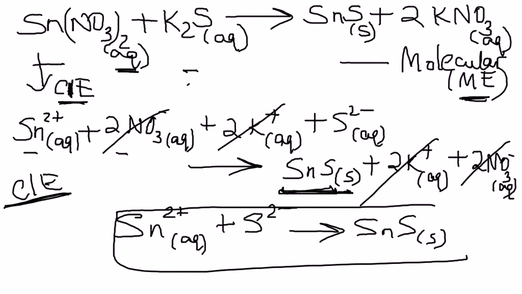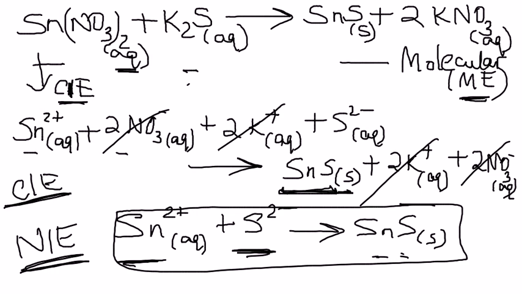Notice what remains as ions are the ions which make up the solid. Everything else cancels out. This last one is your net ionic equation.